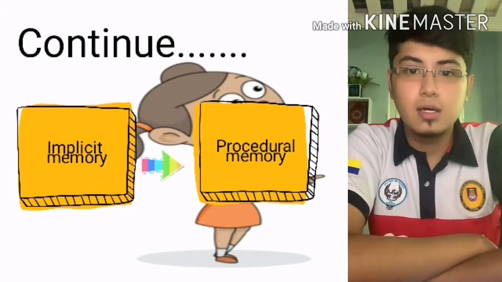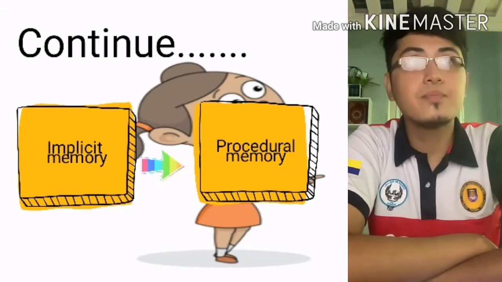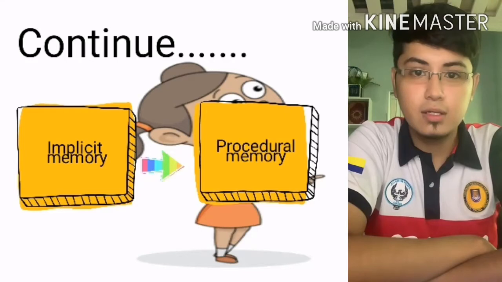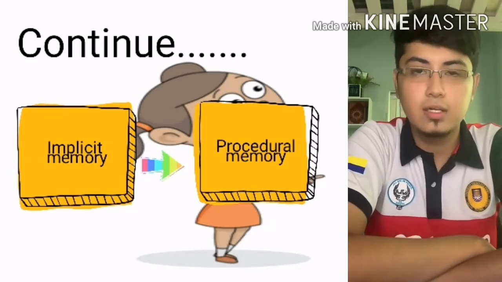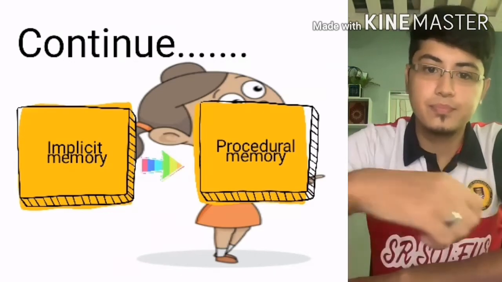So the road that we use, that is implicit memory, and driving a car is a procedural memory. Okay, thank you.